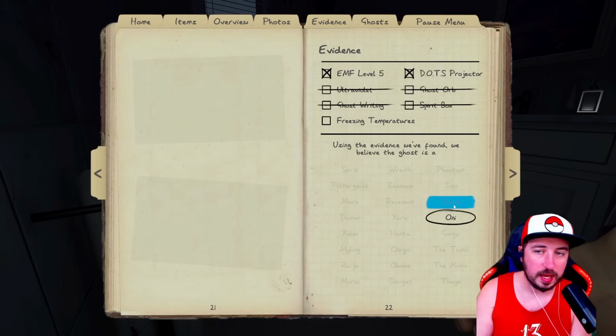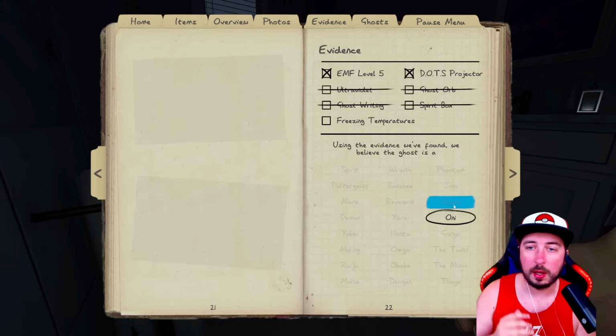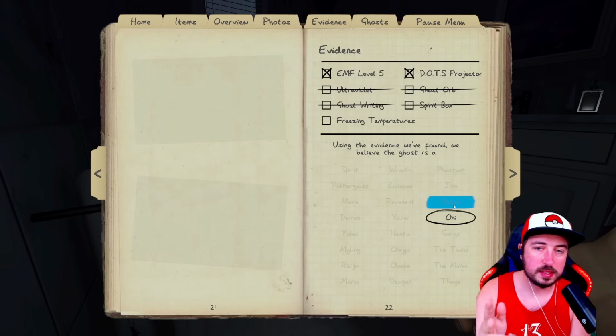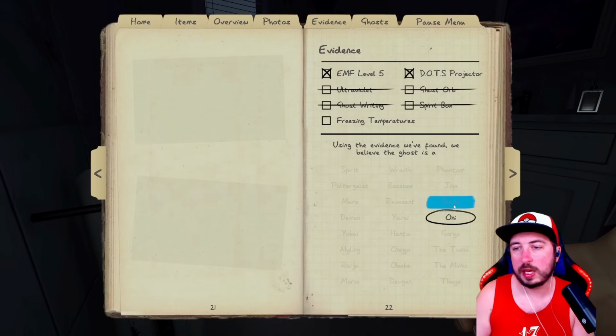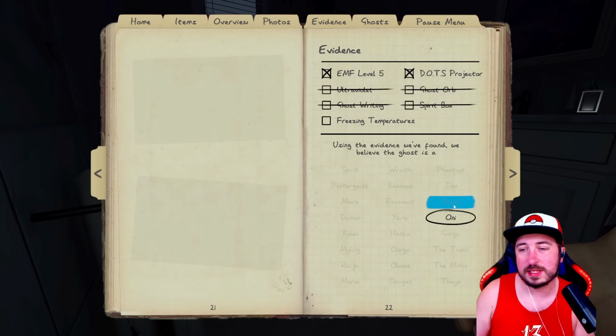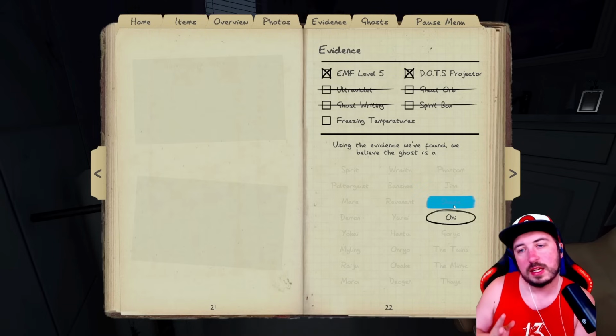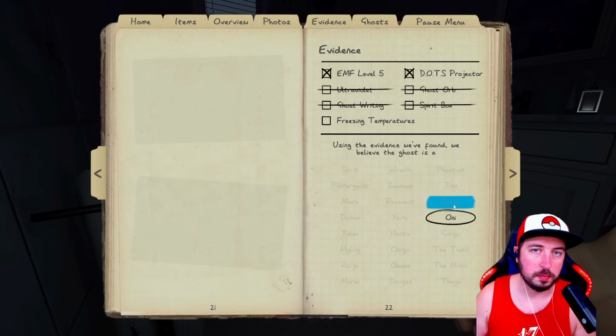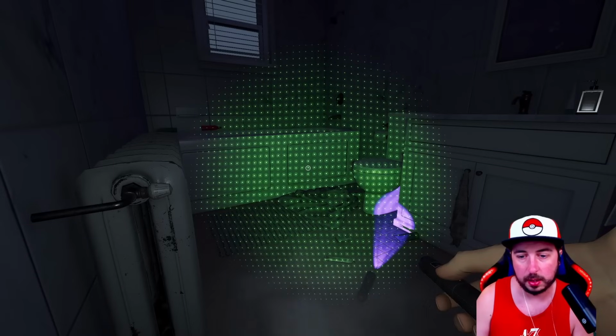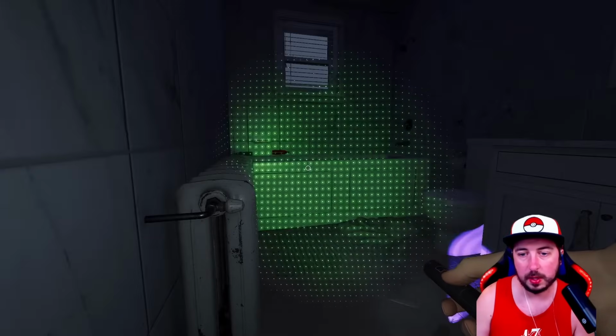You'll get better at that as you become more familiar. If you're playing with 3 evidences, these are the ones you can absolutely rule out. Technically, with EMF 5, dots, and freezing, you can never really rule it out. Even with ghost writing, if you see the ghost interact with the book and not write in it and it closes it, you can rule out ghost writing. And that's just a nice little trick for everything.